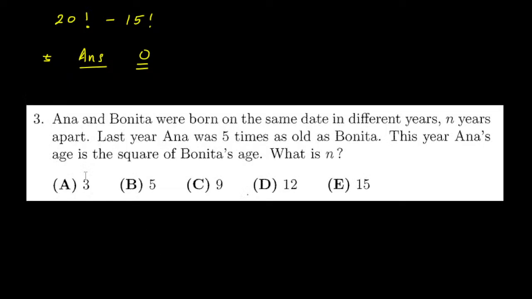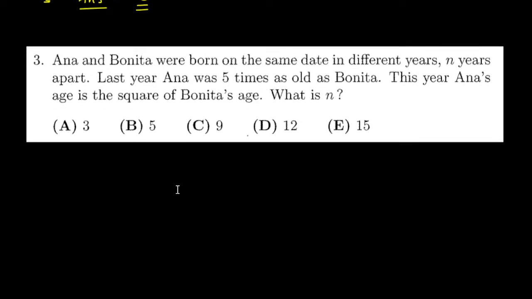Now in the third question we have: Anna and Bonita were born on the same date in different years, n years apart. Last year Anna was 5 times as old as Bonita. This year Anna's age is the square of Bonita's age. What is n?